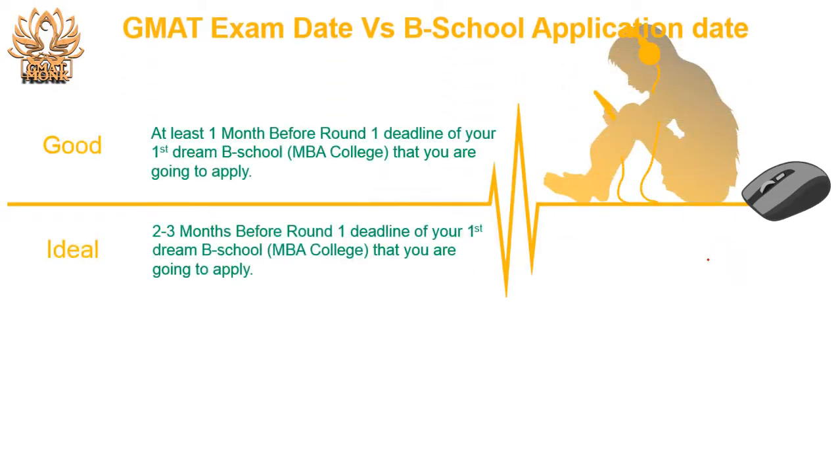Now the GMAT exam date versus B school application date. It is very important that you decide when you are going to take your GMAT exam because ultimately you have to apply to a B school and get admission. So if your B school admission deadline is let's say in September, and you have not finished your GMAT exam till date, then you would miss those deadlines. So you have to find out the deadlines of your application for your preferred or selected B schools, and then based on those deadlines, you have to decide when you should finish your exam.